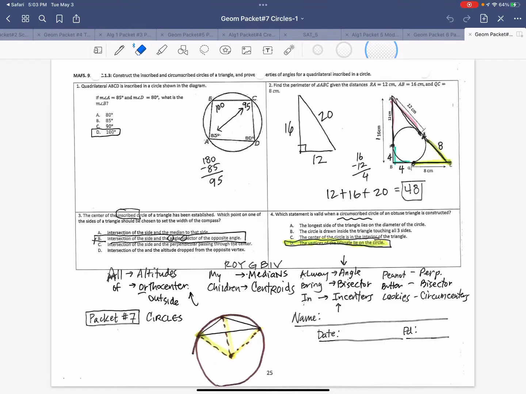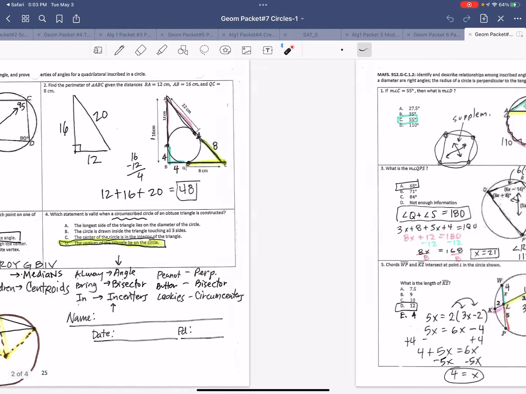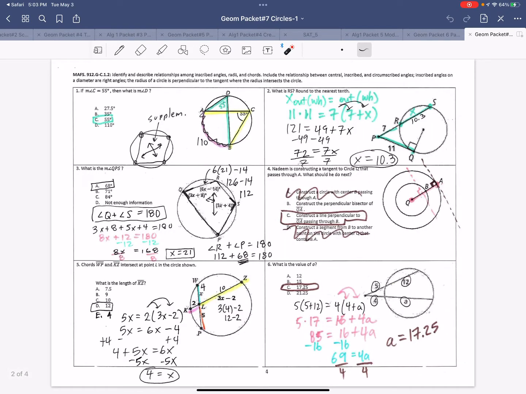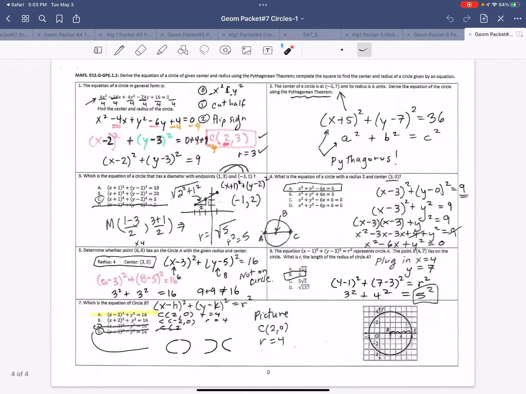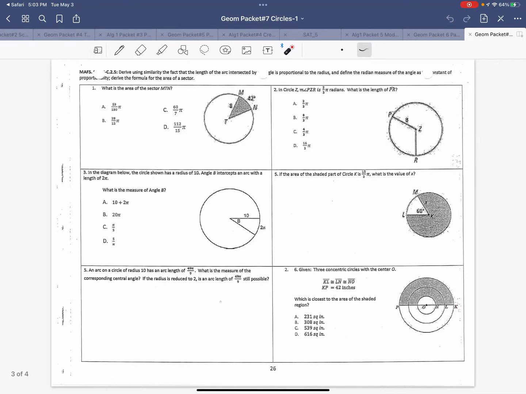Hey guys, we are here for packet 7, right? So it looks like we answered each of these questions and we learned that altitudes make orthocenters, medians make centroids, angle bisectors make incenters, and perpendicular bisectors make circumcenters. All right, so it looks like we did all the questions on this page. This page was left blank and this page was answered. Okay, so we just have to focus here.